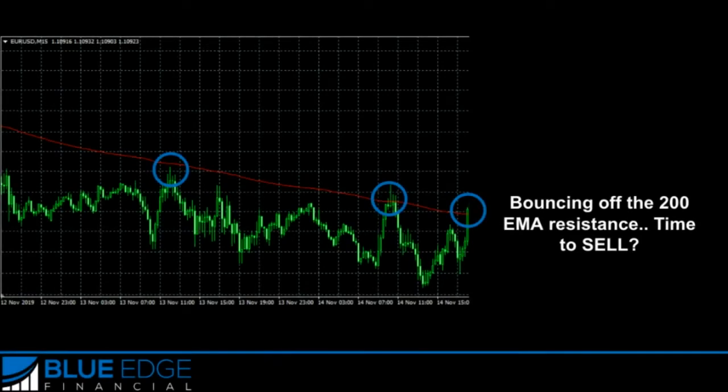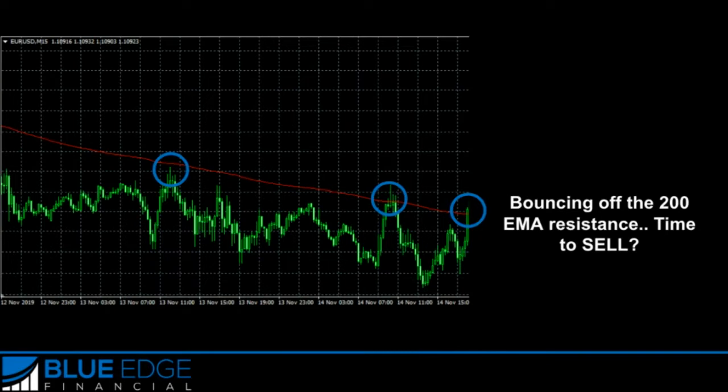Before getting into exactly how to use multiple time frame analysis, let's talk about why it's so important to look at more than just one time frame. Here we are looking at a 15-minute chart of Euro USD. We have a 200 EMA, or exponential moving average, on this chart, and you can see in this downtrend it's holding really well as resistance, with the market bouncing off of it several times. We are currently at this point in the market, and it looks like it's going to bounce off again of that 200 EMA. It seems like a great time to sell, right?